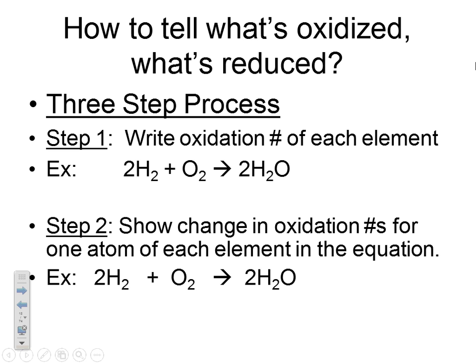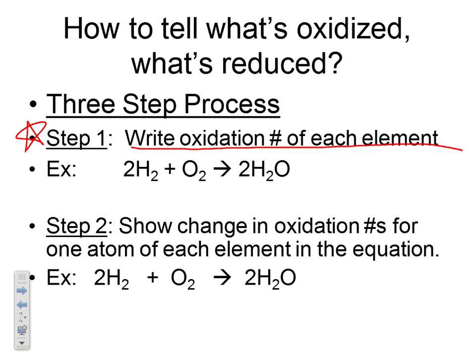It's a 3-step process, and we're going to use this process many times throughout the unit. The first step is always going to be the exact same thing. Write the oxidation number for each element in the reaction, because this is the basis of how we tell what's oxidized and what's reduced.